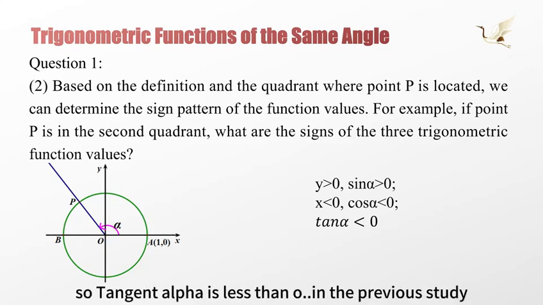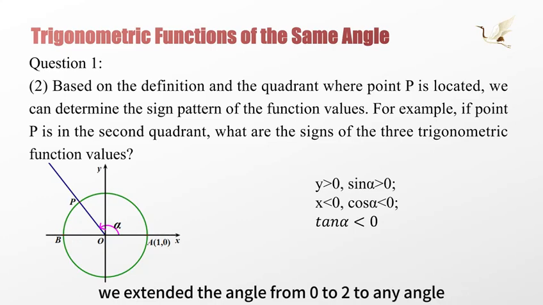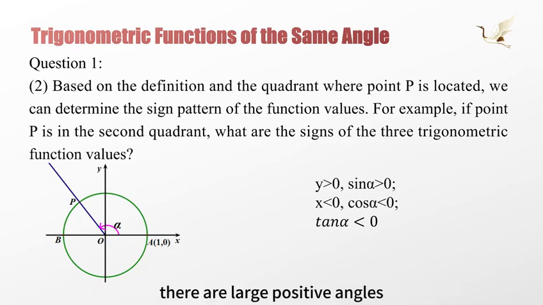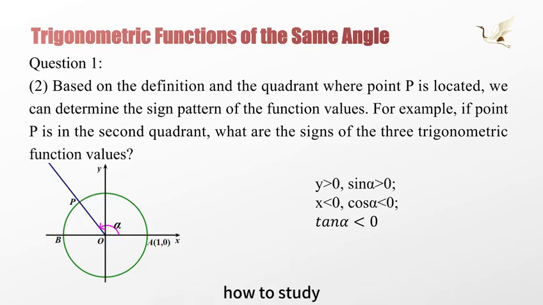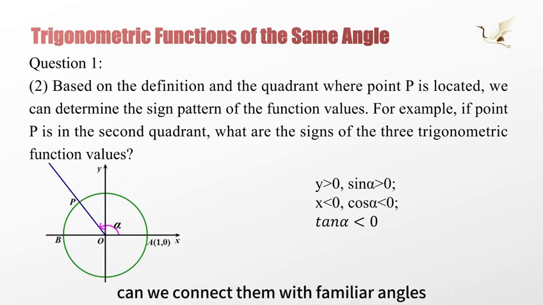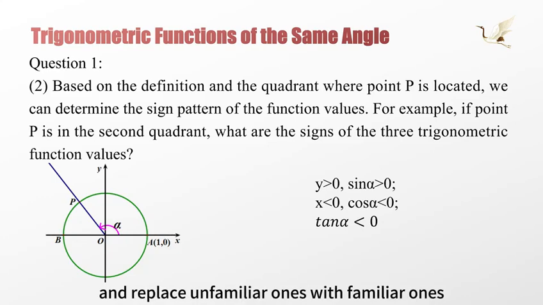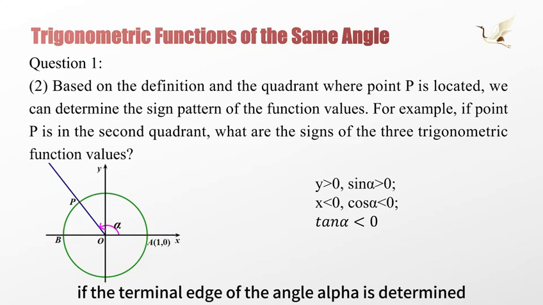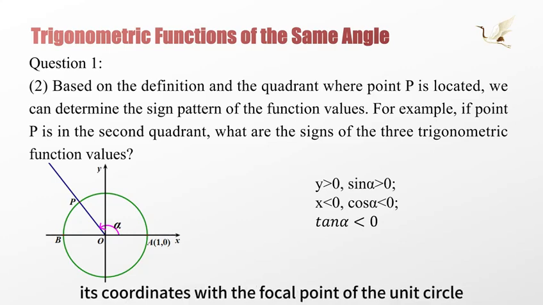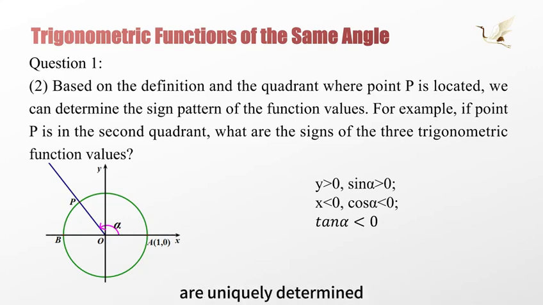In the previous study, we extended the angle from 0 to 2 pi to any angle. There are large positive angles, and we are not familiar with negative angles. How do we study them? Can we connect them with familiar angles and replace unfamiliar ones with familiar ones? For example, if the terminal edge of the angle alpha is determined, its coordinates at the intersection with the unit circle are uniquely determined.